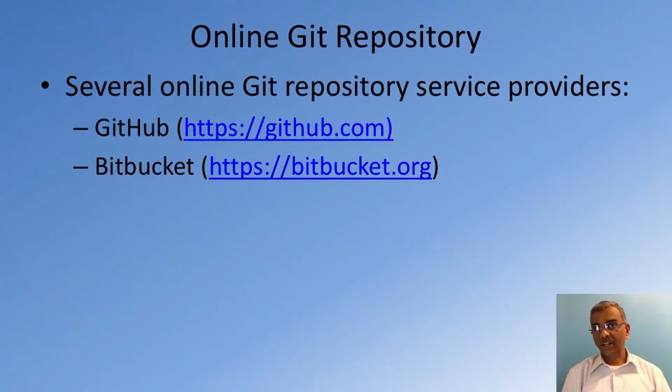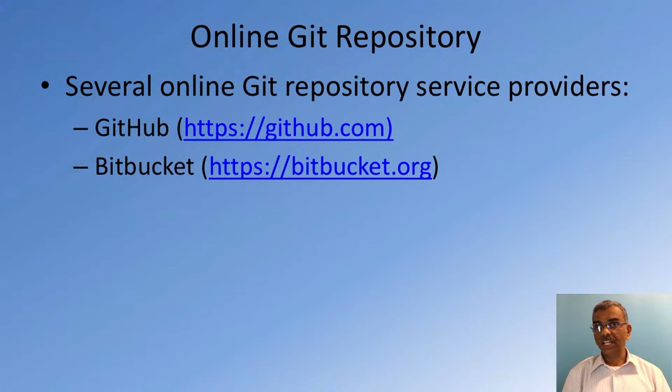Online Git repositories enable you to store a copy of your Git repository online, and it can easily be shared among multiple computers and multiple users. Let's learn about two of the online Git repository service providers, GitHub and Bitbucket, in a little bit more detail. We'll look at how we can set up our local Git repository to be mirrored in an online Git repository. There are several online Git repository service providers. Two of the most popular ones are GitHub and Bitbucket.